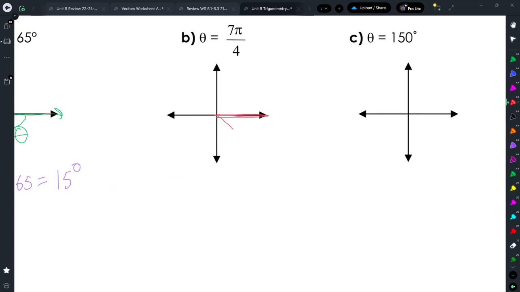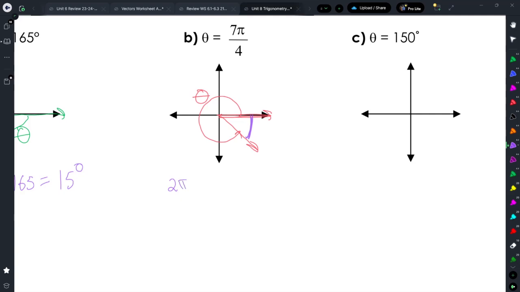Now 7 pi over 4. Okay, 7 pi over 4 is almost 2 pi, so it's this right here. How much more do I need to get to this x-axis? Well, we know that a full circle is 2 pi. And if I take away my angle that I drew, my theta, I will get that purple part. So 2 pi minus 7 pi over 4. Well, that's 8 pi over 4 minus 7 pi over 4, which is pi over 4.